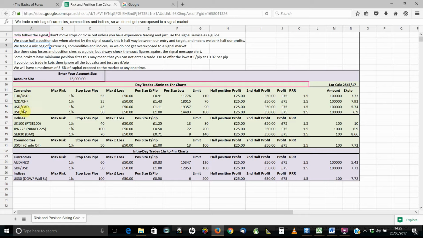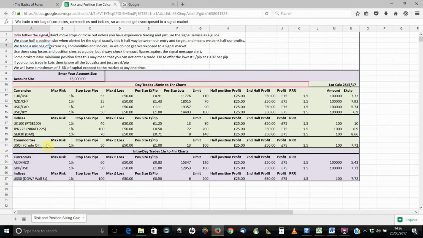So we've got euro dollar, New Zealand, Swissy, dollar CAD, which is good because the CAD is very much oil related. Dollar Japanese yen, because you've got the risk side of things there. So the safe haven flows into the yen, which means that we've got a variety of different situations that could be occurring in the markets, meaning these currencies will behave differently. We've then got 3 different indices. So we've got 2 European and then the Nikkei, or the Japanese 225.